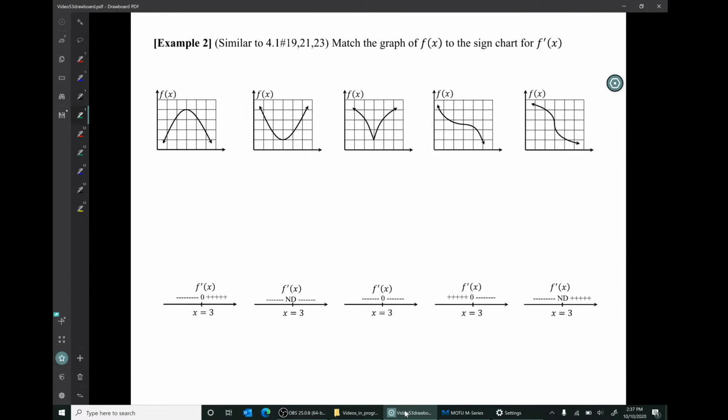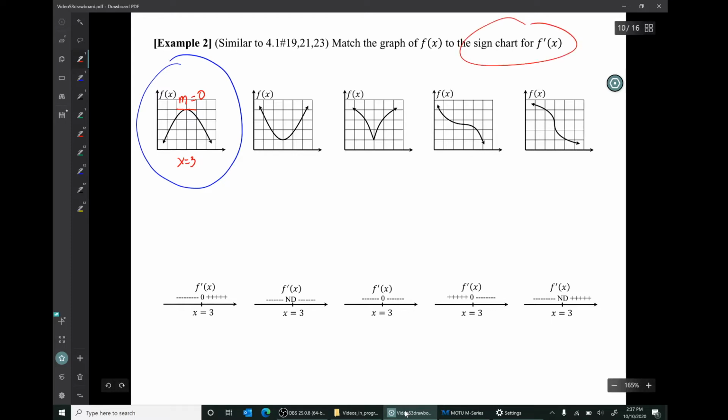Example 2. We want to match the graph of f to the sign chart for f prime. So we've got 5 graphs and we've got 5 sign charts. Well, let's start with this graph over here on the left. First of all, notice that it has a horizontal tangent at x equals 3. So that means that the sign chart for f prime is going to have a 0 at the place where x equals 3. Well, that could be this one, or this one, or this one. So one of those 3 sign charts goes with that circled graph.